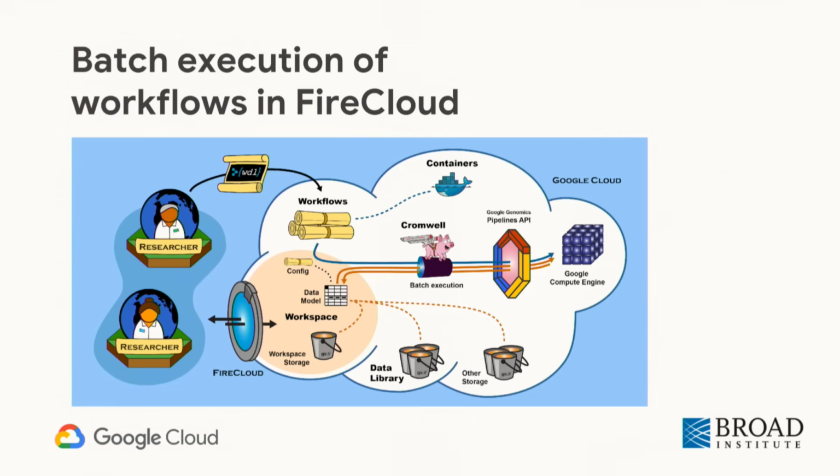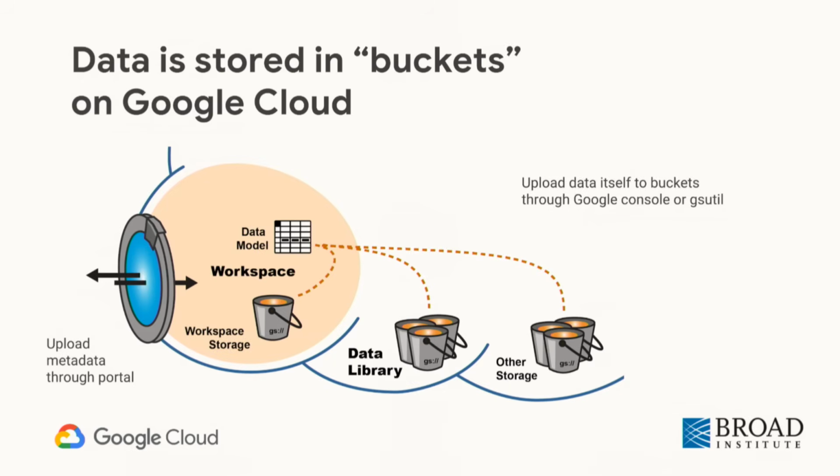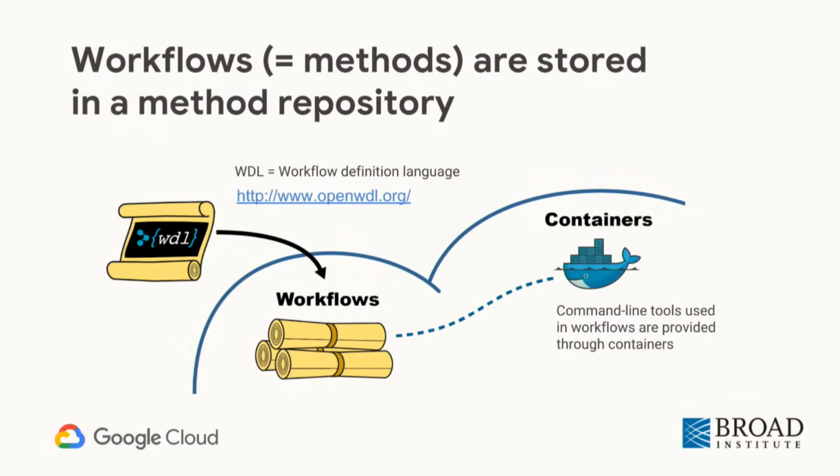You also have access to pipelines, workflows, that's the stack of scripts that you see above the workspace. And you have a number of data buckets that are available. The way it works is that the data is stored in buckets on Google Cloud. So your data is going to live in Google storage, either associated with the workspace or in other buckets. And you can also compute on data that's elsewhere in the data library, which are public data sets that are provided. The workflows are WDL scripts.